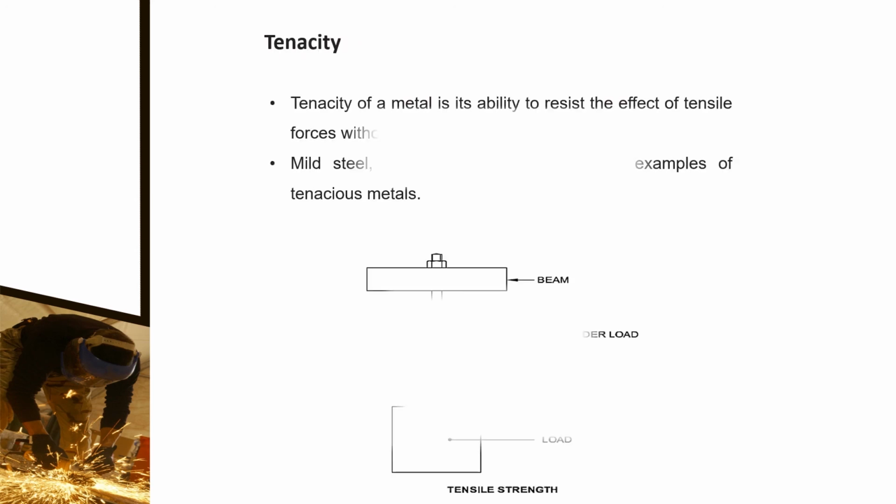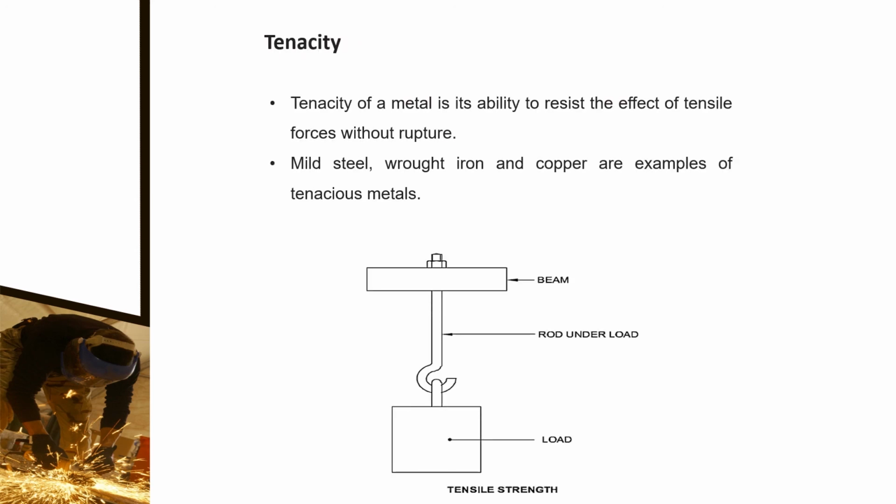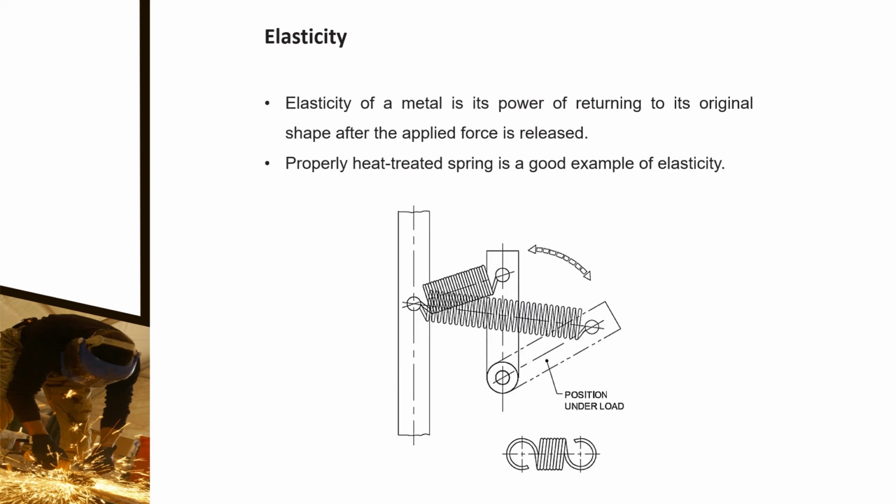Tenacity. Tenacity of a metal is the ability to resist the effect of tensile forces without rupture. Mild steel, wrought iron, and copper are examples of tenacious metals. Elasticity of a metal is its power of returning to its original shape after the applied force is released.